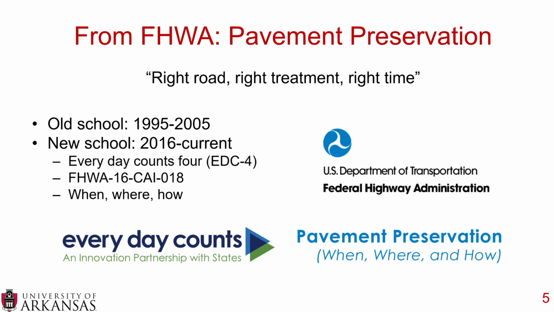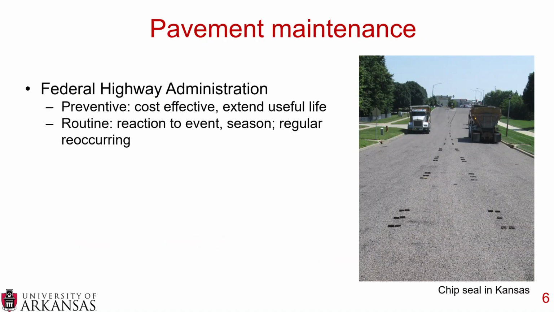So we talked a little bit about maintenance. We talked a little bit about preservation. Let's talk a little bit more about maintenance here, especially some specific definitions. The Federal Highway Administration defines pavement maintenance in two different parts. They have preventive pavement maintenance. That's where it is cost effective and extends the useful life. There is also routine pavement maintenance, and this is a reaction to an event and seasonal. It's regular and reoccurring.